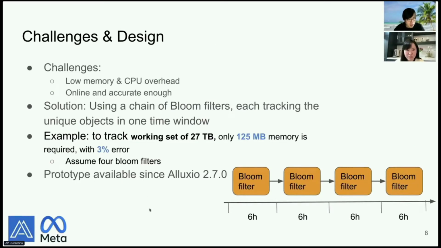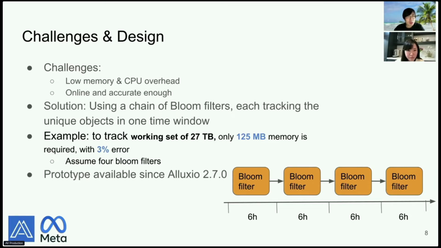For such an algorithm, or you could think of it as a plugin in Alluxio, we want to build it with low memory overhead and low CPU overhead. And what's more, we want this to be online. We don't want to run analytics afterwards to parse offline logs. And this should be accurate enough to give us a bounded error ratio.